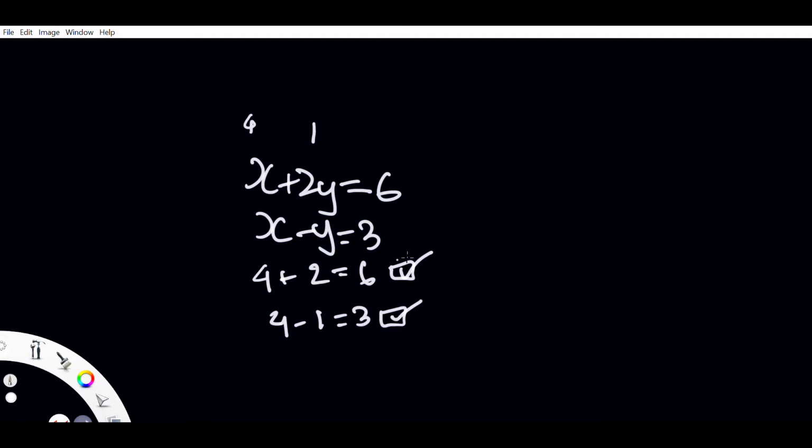Thus, since we have a set of x and y values which work, we will write it in ordered pair form like so. So the solution to the system of linear equations is (4, 1) in ordered pair form.